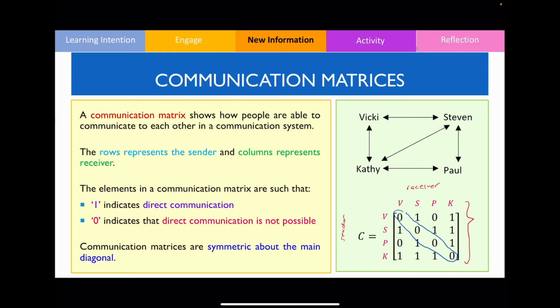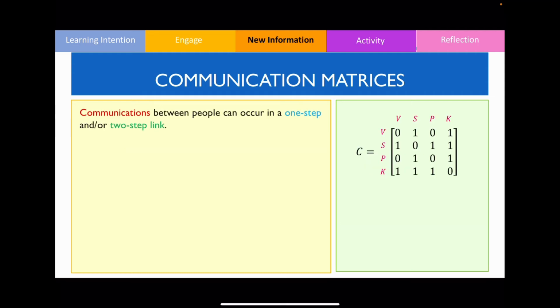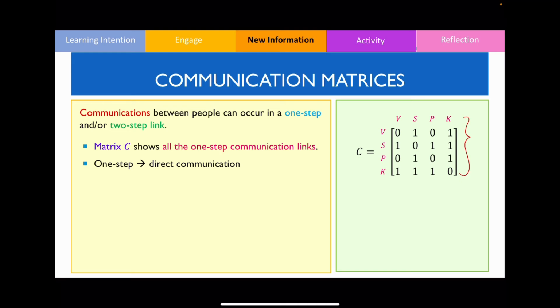In a communication network, we could use a matrix to represent the number of one-step communications as well as two-step communications. A one-step communication is what we just did earlier on, and that just shows you the direct communications that exist between two individuals. That's why it is referred to as one step, because it occurs directly. Now, we could also represent the number of two-step communications that can occur between two individuals.